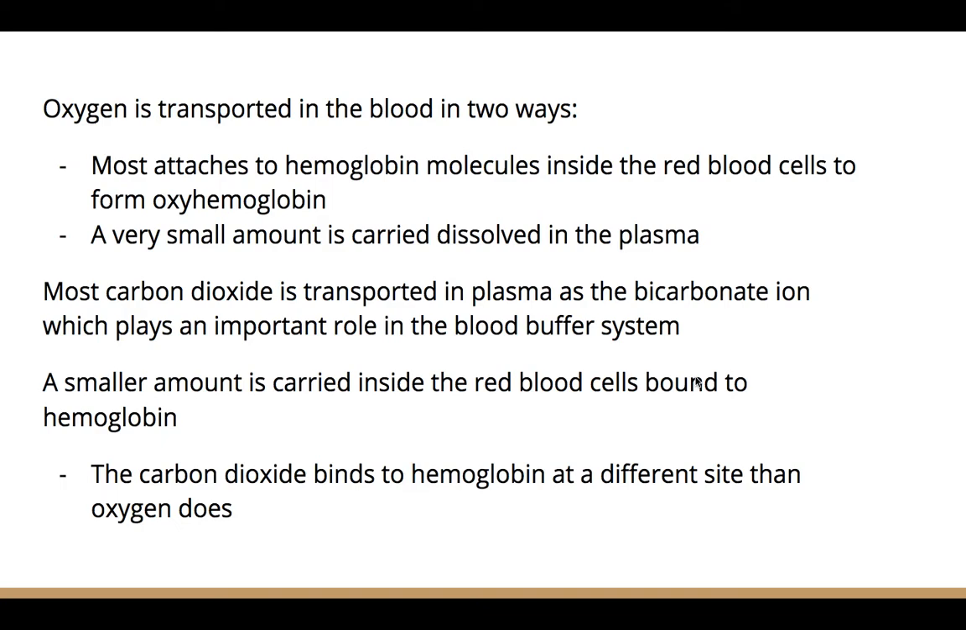Oxygen is transported in the blood in two ways. So most is attached to hemoglobin inside the red blood cells, but a very small amount is carried dissolved in the plasma. Most carbon dioxide is transported in plasma as the bicarbonate ion, which plays an important role in the blood buffer system. So a small amount is carried inside the red blood cells bound to hemoglobin. The carbon dioxide binds to hemoglobin at a different site than oxygen does.